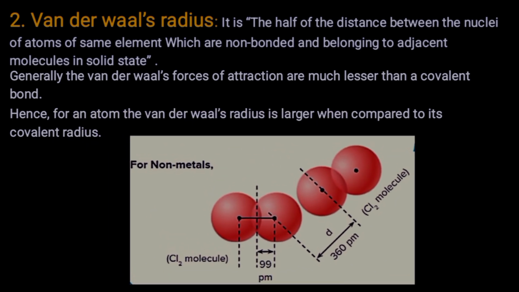As you observe in this diagram for a non-metal, we again have the chlorine molecule. The 99 picometers shown is the covalent radius, but for atoms from different molecules the distance d shown is 360 picometers. That d by 2 is the van der Waals radius. So 360 by 2 is 180 picometers, which is the van der Waals radius of chlorine.